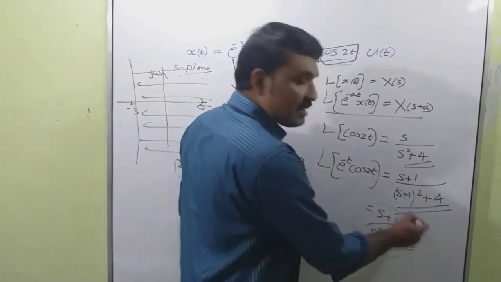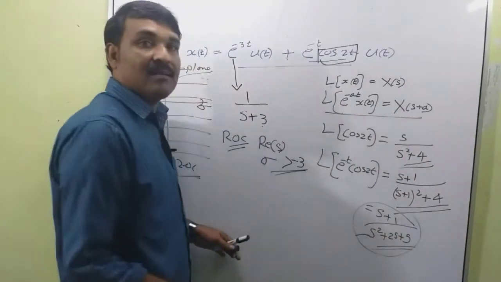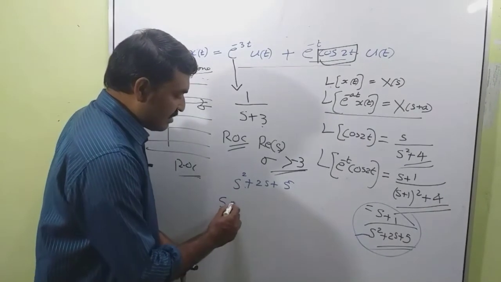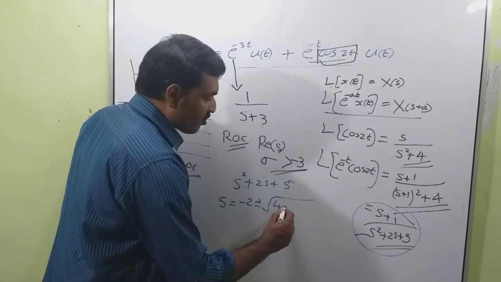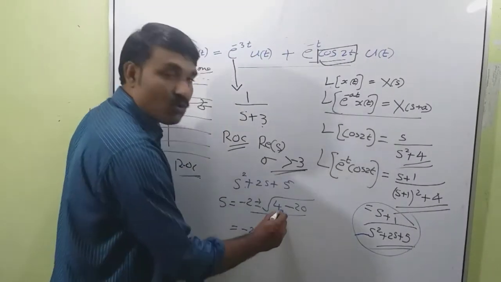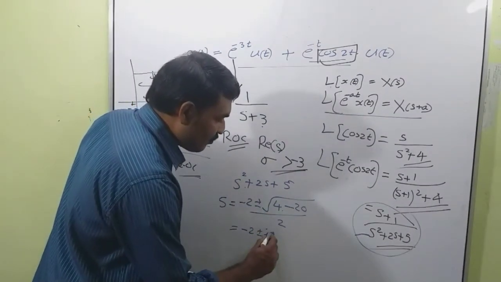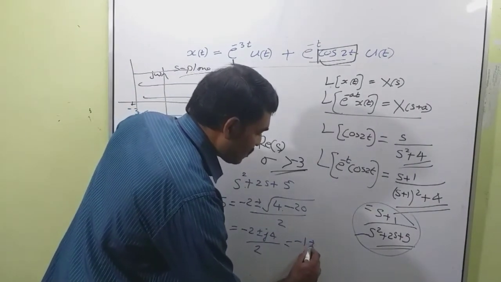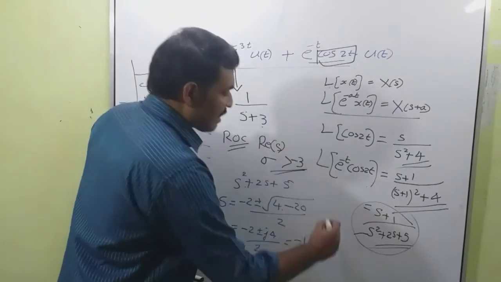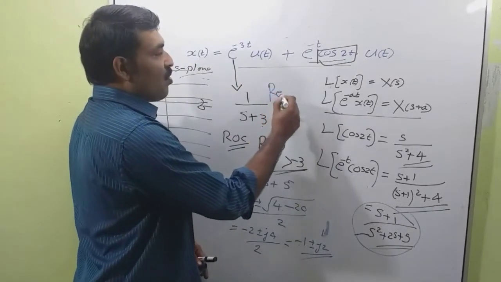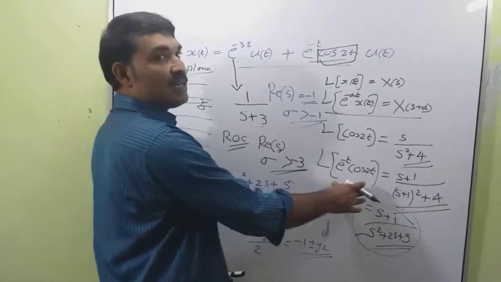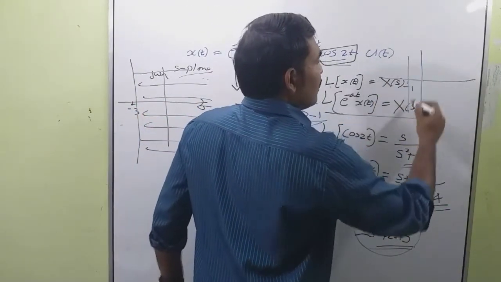So, what is the ROC of this term? For finding the ROC, consider the denominator polynomial, that is s square plus 2s plus 5. We can factorize. What is the value of s? s is equal to minus 2 plus or minus root of 4 minus 4ac, that is 20, divided by 2. That is equal to minus 2 plus or minus root of minus 16, that is j into 4, divided by 2, that is equal to minus 1 plus or minus j2. So the real part of s is minus 1. So the ROC of this signal is real of s greater than minus 1, that is sigma greater than minus 1, which we can draw as this: this is minus 1, this is the region of convergence.